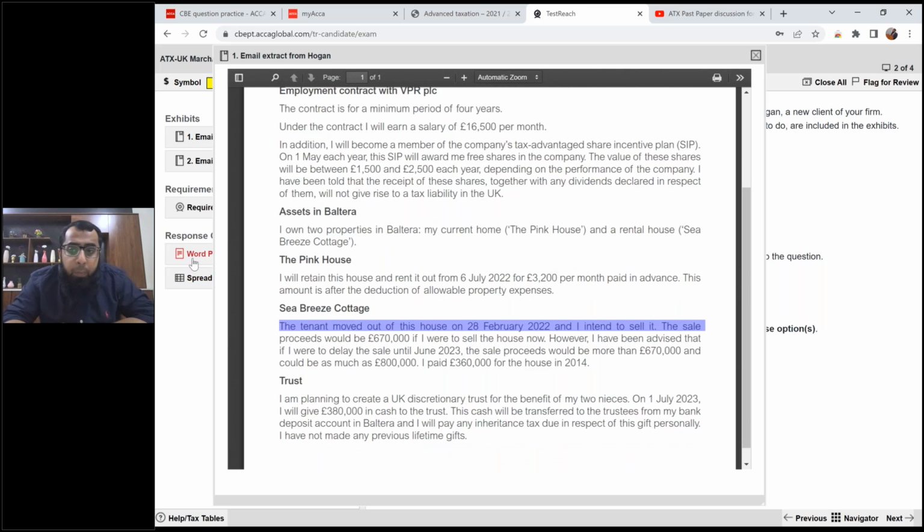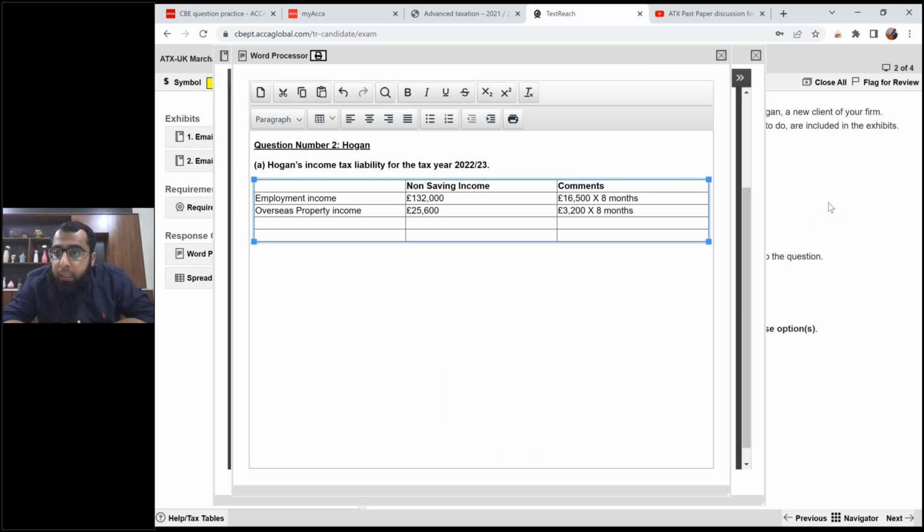Now, one student has said in the comments that even though the house was given on rent in July, UK tax will apply from August. Yes, it will start from August because we became resident from that date. Now, our total income will be, can anyone tell me? 132,000 plus 25,600. So it's 157,600. Okay, now there will be personal allowance, but obviously the personal allowance will diminish to zero.